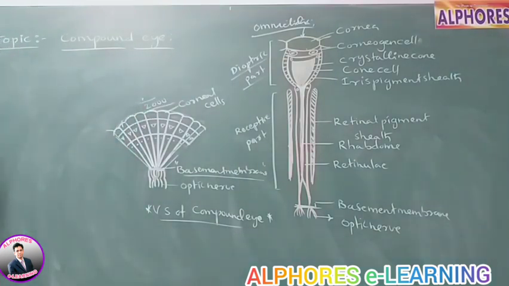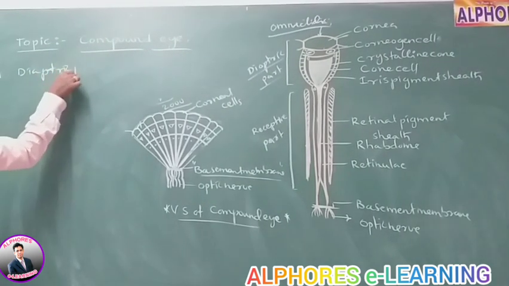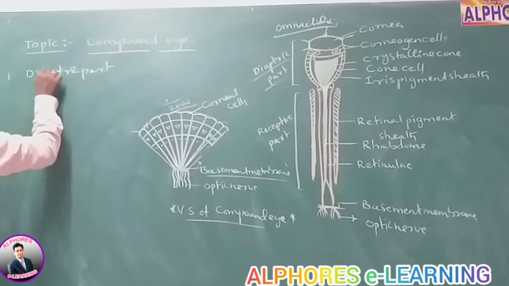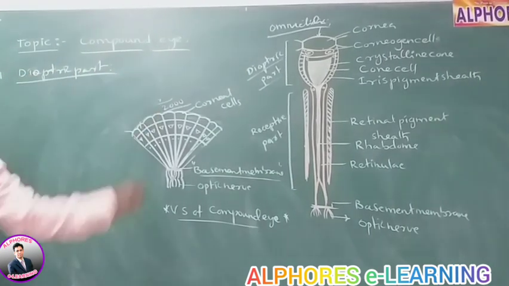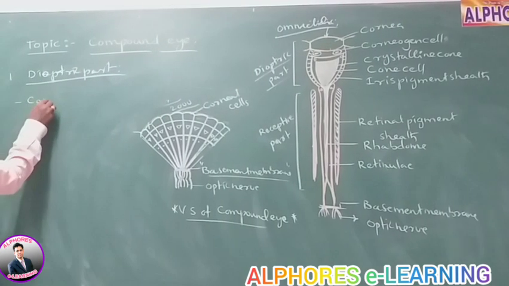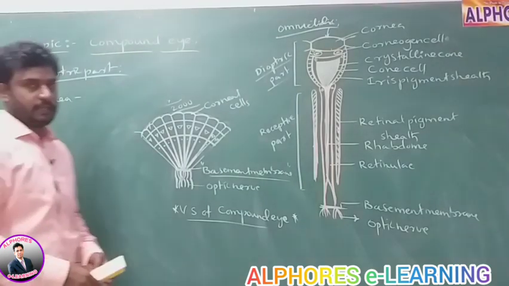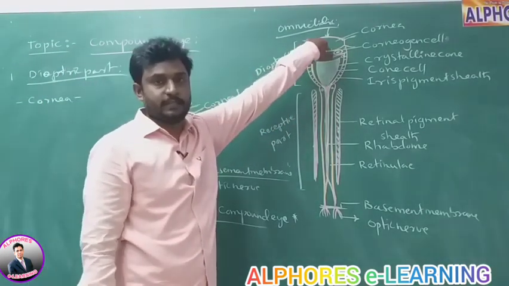So the ommatidia has two regions. The first one is the dioptric part. The dioptric part of the ommatidia consists of the cornea. The first part is the cornea, which is visible outside.